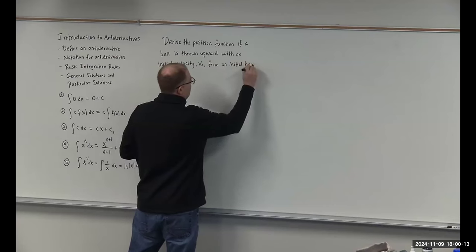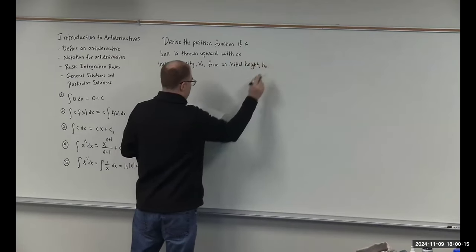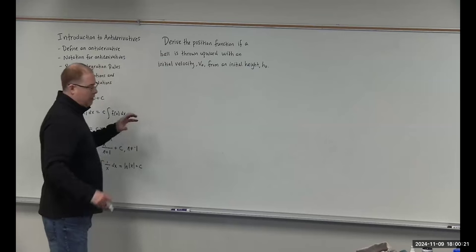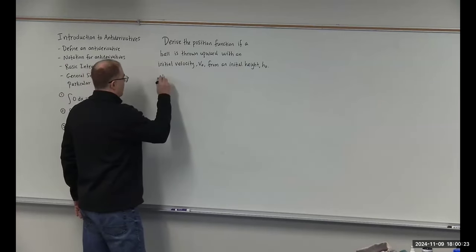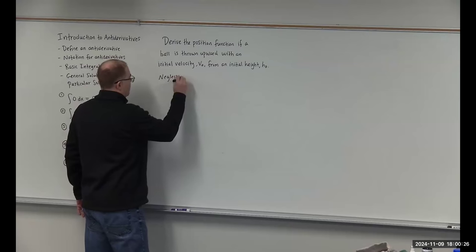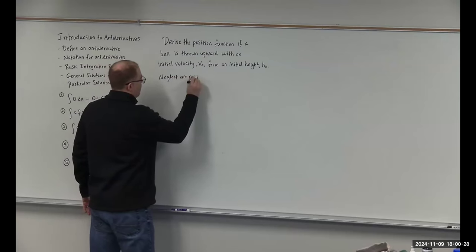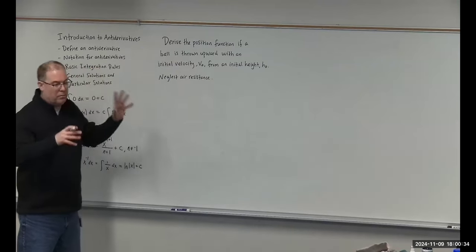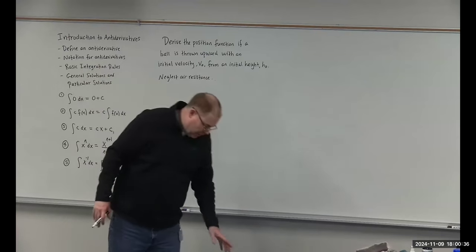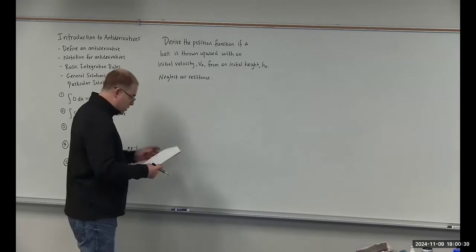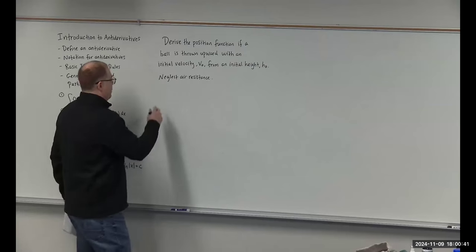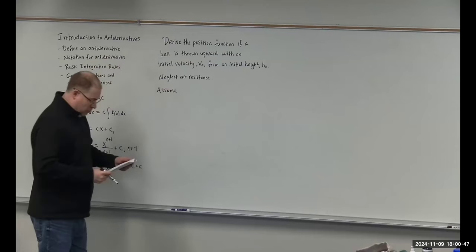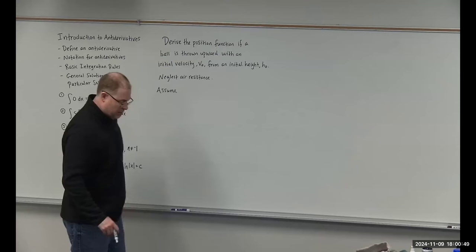From an initial height, let's call it H, and up. We're going to neglect air resistance here, because that's another variable. And then we're going to assume that we're on Earth here. So the acceleration due to gravity is minus 30 feet per second squared.